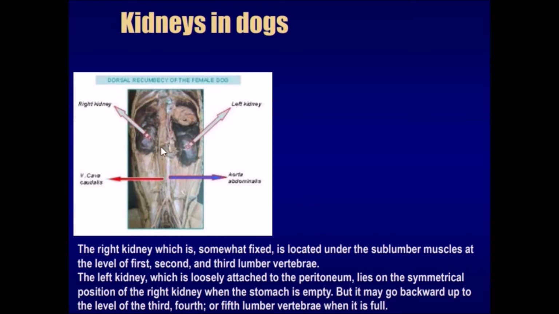Here is a picture of kidneys in the body of the dog. It's the right kidney and it is the left kidney. You can see that the right kidney, which is somewhat fixed, is located under the sublumbar muscle at the level of first, second and third vertebrae. The left kidney, which is attached to the peritoneum, lies on the symmetrical position of the right kidney when the stomach is empty, but it may go backward up to the level of third, fourth or fifth lumbar vertebrae when it is full.